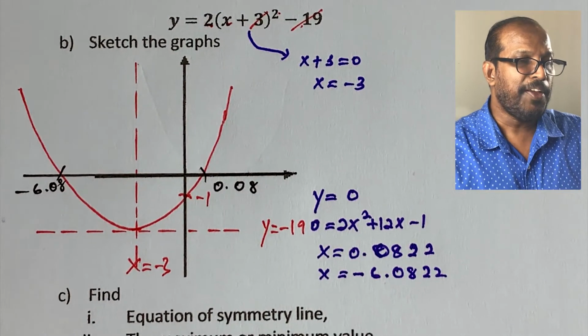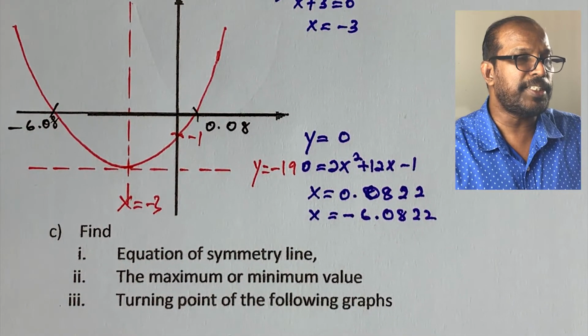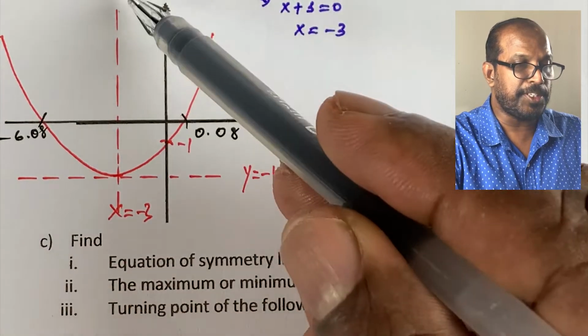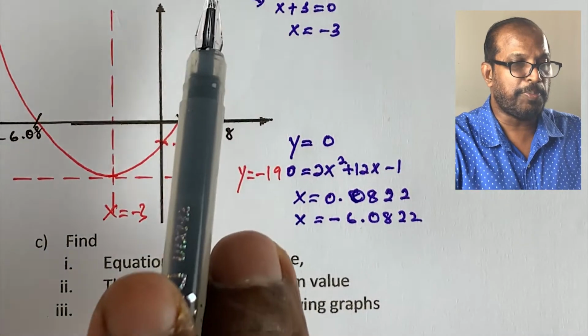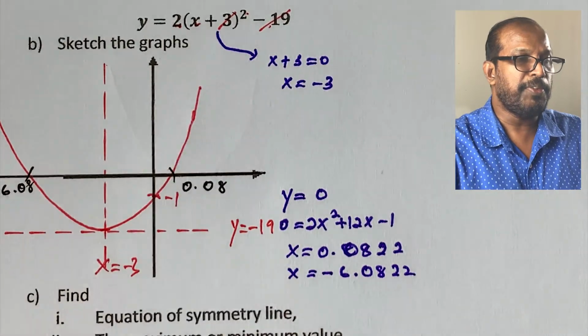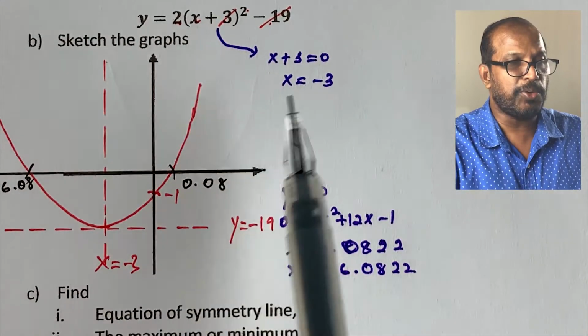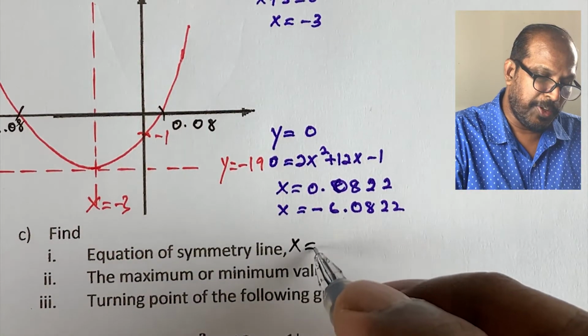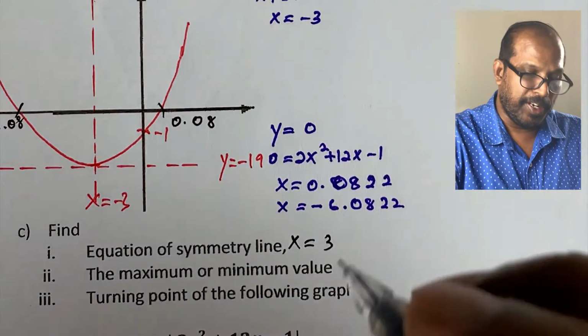Now from this graph, we need to find three things. What is the symmetry line? The symmetry line is here. This is the symmetry line. That can be obtained from this part, by making the bracket equal to 0. So it is actually equal to negative 3. So the symmetry line is x equals negative 3.